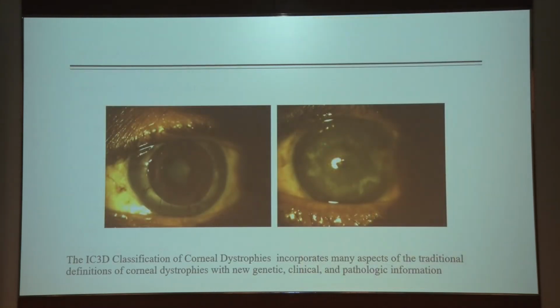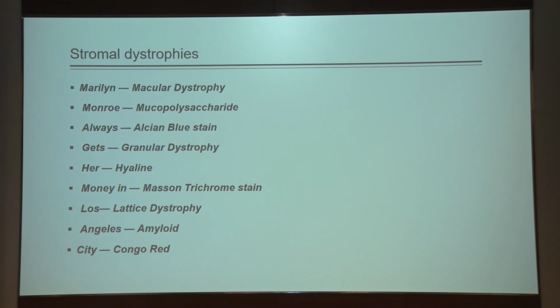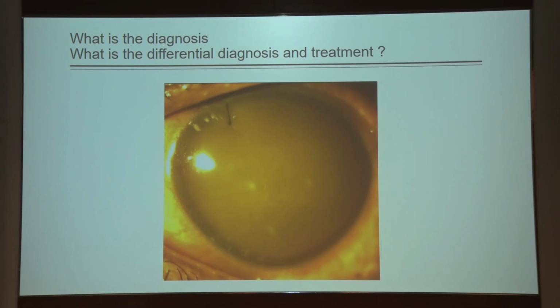And you should know about this mnemonic: Marilyn Monroe always gets her money in LSCT. Why money instead of men? Because some examiners can be conservative, so you can just put it as money. So you should definitely know this mnemonic and go by it.